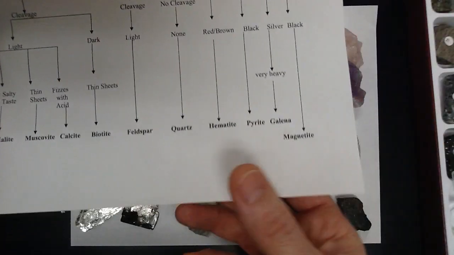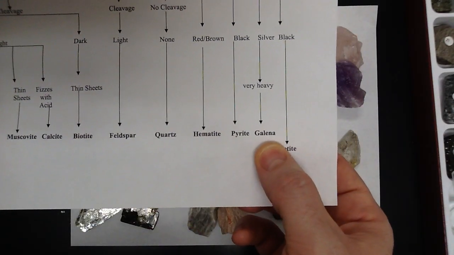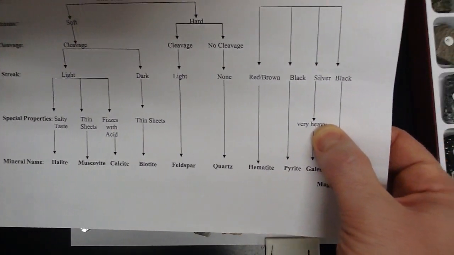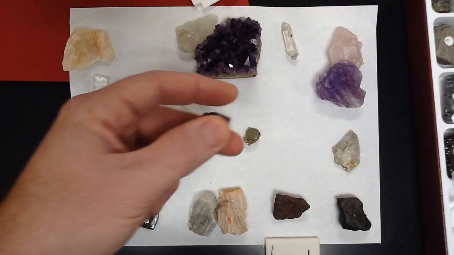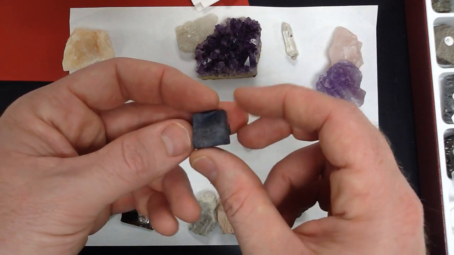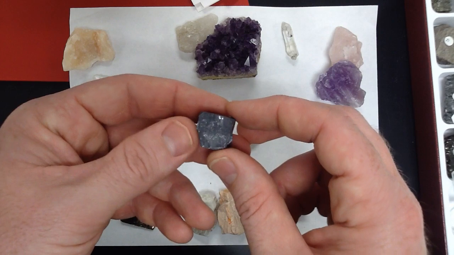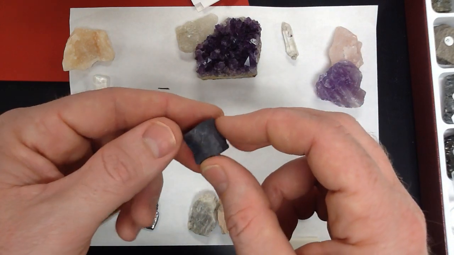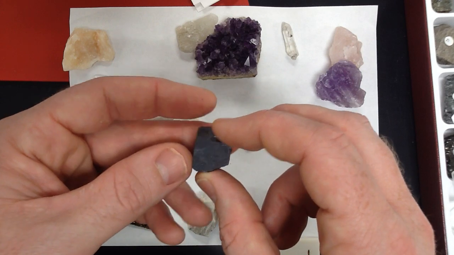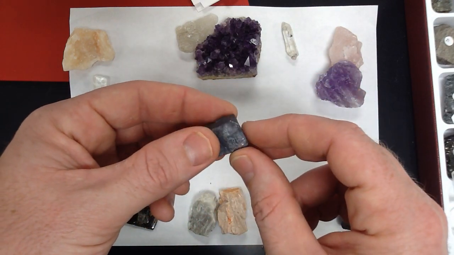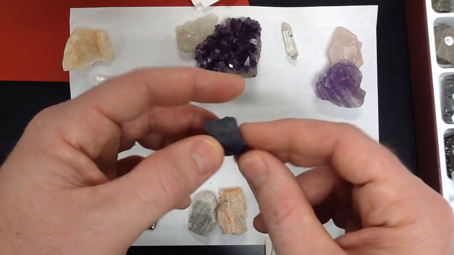So we've done hematite and pyrite. Now we're going to get to galena. The special property for galena is that it's very heavy. It's this dull gray color. It almost looks like pencil lead, but more shiny. It does form these kind of cubes, and so this is not cleavage. This is almost a cubic crystal pattern that it forms. It wasn't cut this way. But you can see the nice shiny parts on it.